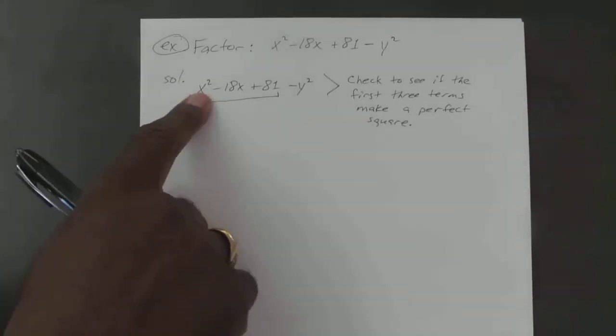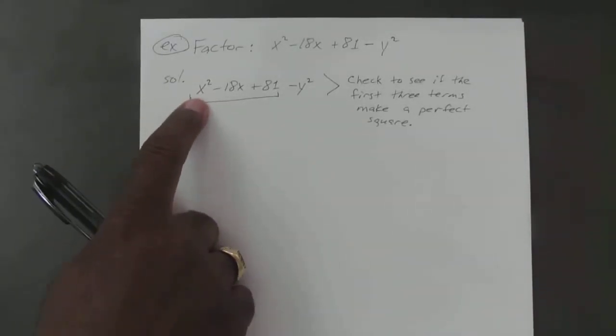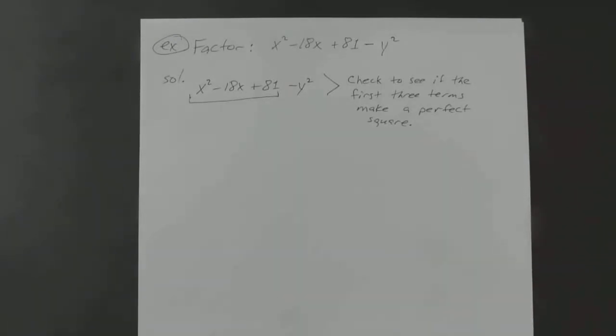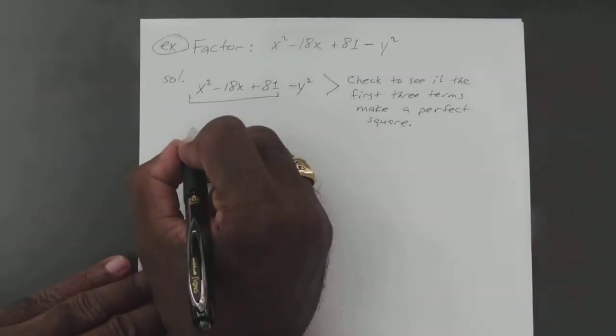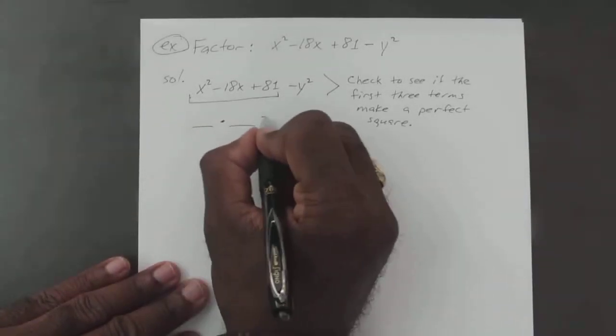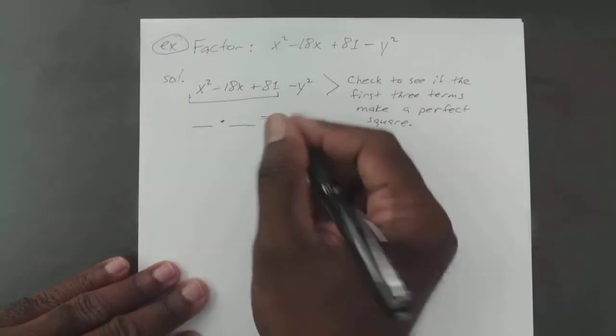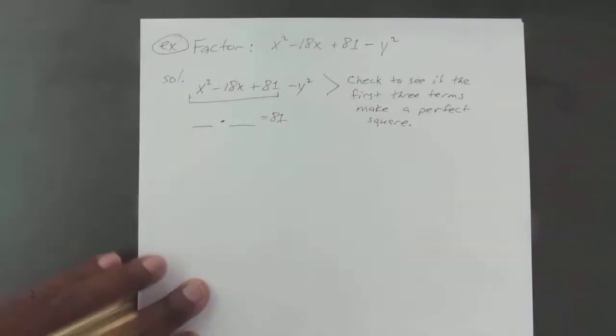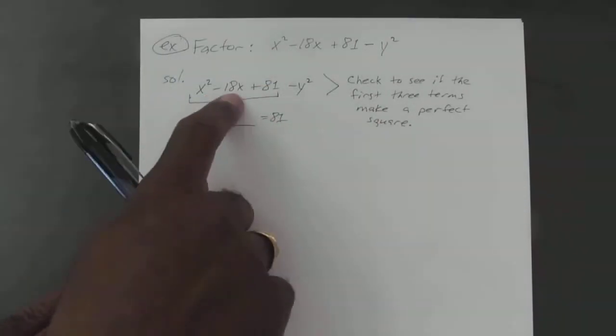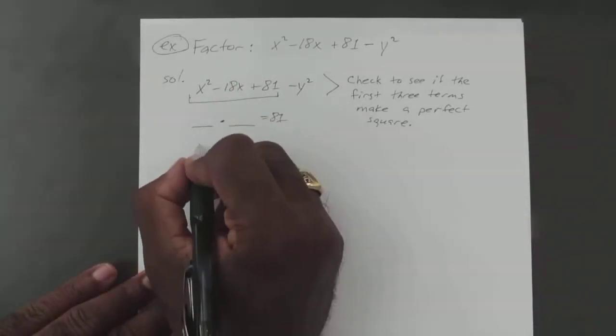We know there's nothing in front of the x squared. So since there's nothing in front of the x squared, we can just do the same method: two numbers multiplied equal c and add together to equal b. That's the fastest method. So two numbers multiply to equal your c, which is 81, and those same two numbers have to add to equal your b, which is negative 18.